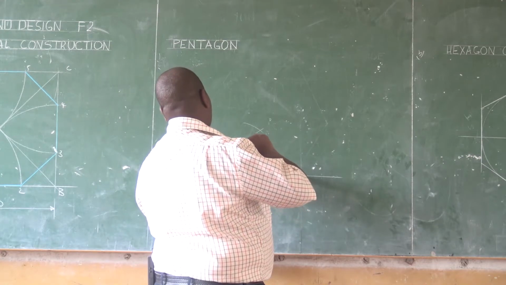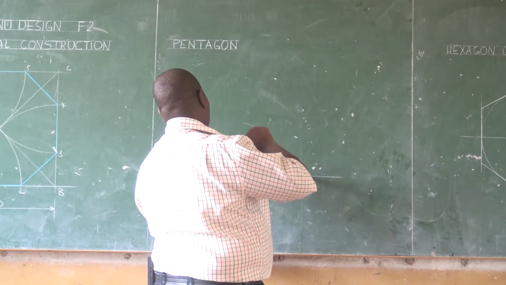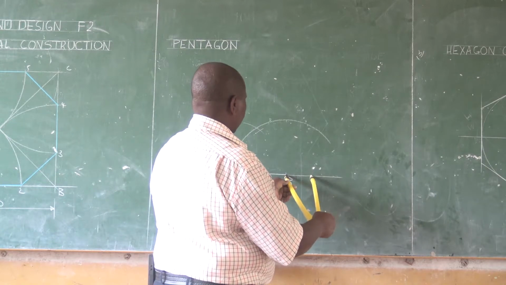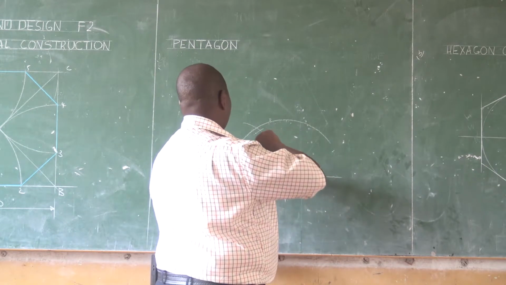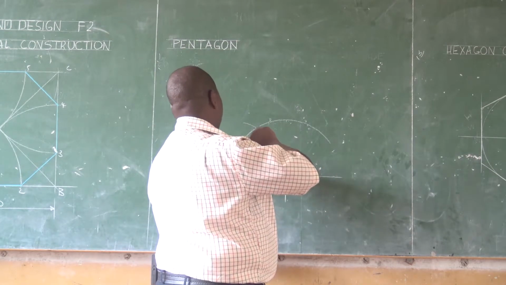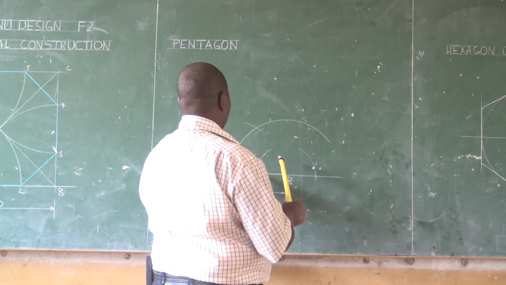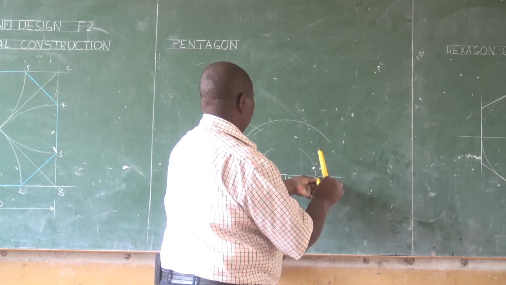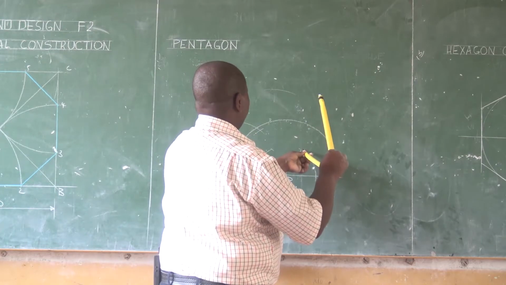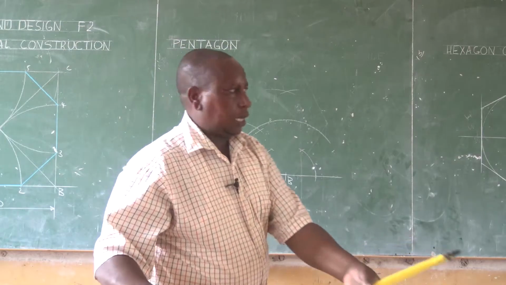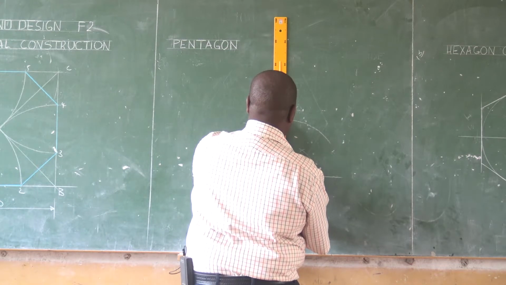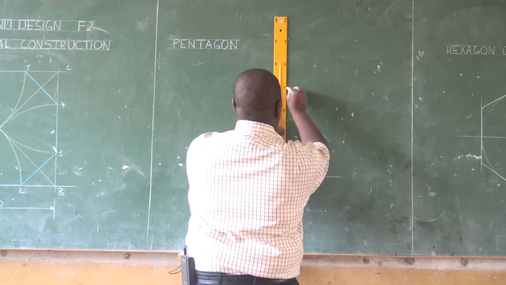Draw an arc and also draw a perpendicular line from B. This one is perpendicular, erecting the perpendicular, just the way we are doing it. I've just discontinued the arc for clarity so that we can be able to locate the points, lest there are too many. So erect a perpendicular at B.